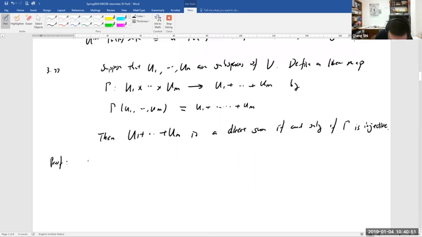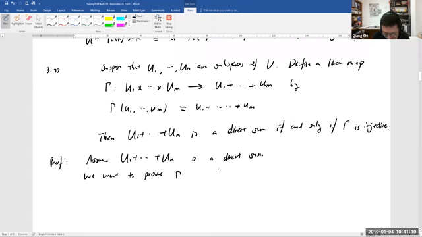For instance, if we prove this direction, we're going to assume U1 plus up to UM is a direct sum. Then we want to prove that the gamma function defined in 377 is injective. So that proves one direction.